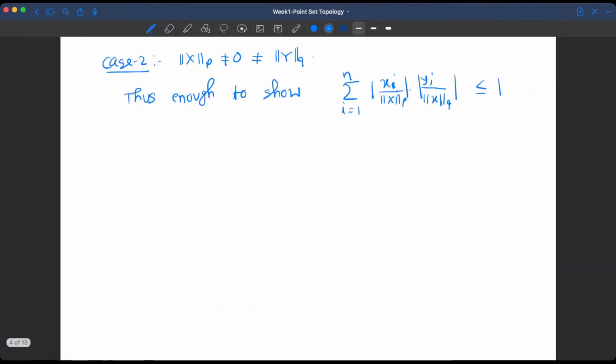Okay, this is the same thing. The norm is non-negative, so that's why I put it also inside the modulus. So it is enough to show this, but now look at this thing. This is the inner product of two non-negative numbers, right?